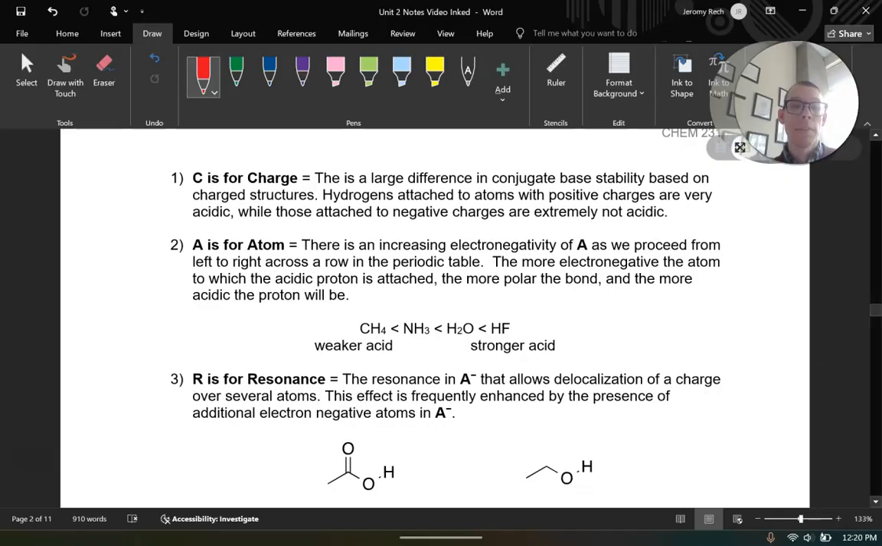Next, we'll think about atoms. And these are going to be thinking a lot about trends in electronegativity. So if we think of our periodic table and we look along it where we have carbon, nitrogen, oxygen, and fluorine, we know that our electronegativity is going to increase as we go to the right. Fluorine is going to be more electronegative than oxygen. Oxygen's more electronegative than nitrogen. Carbon is the least electronegative of that series.